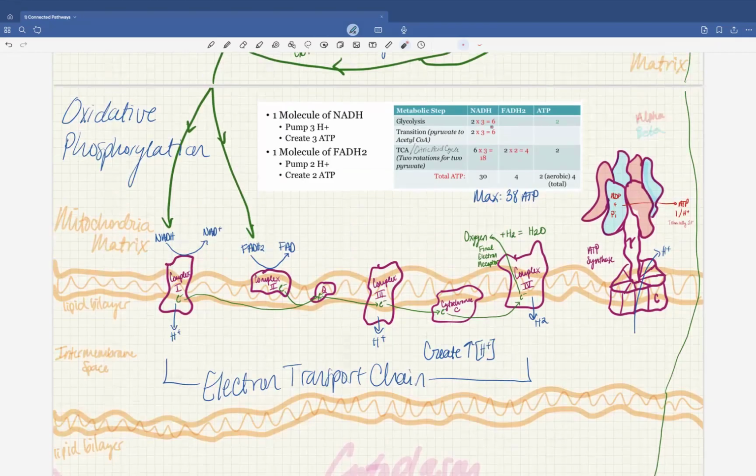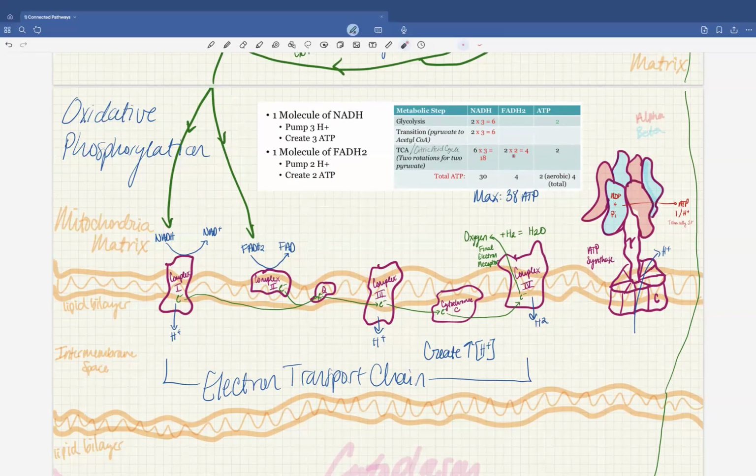Because think back to all the reducing equivalents that we've made so far in glycolysis and in the citric acid cycle. We've made a lot of NADH and FADH2, and each NADH molecule will pump three hydrogen atoms through, which will then go on to create 3 ATP, and each FADH2 molecule will pump two hydrogen atoms through, which will then go on to create 2 ATP.